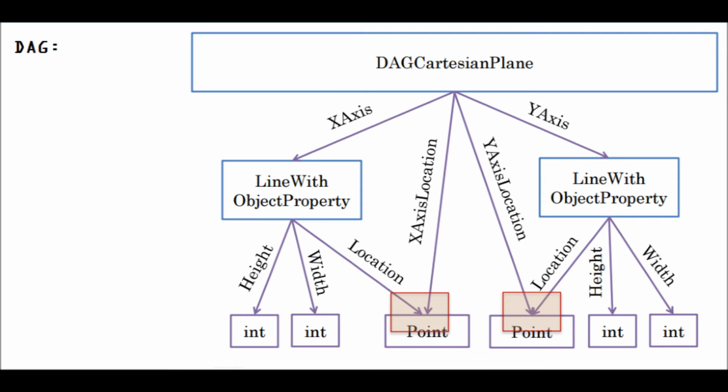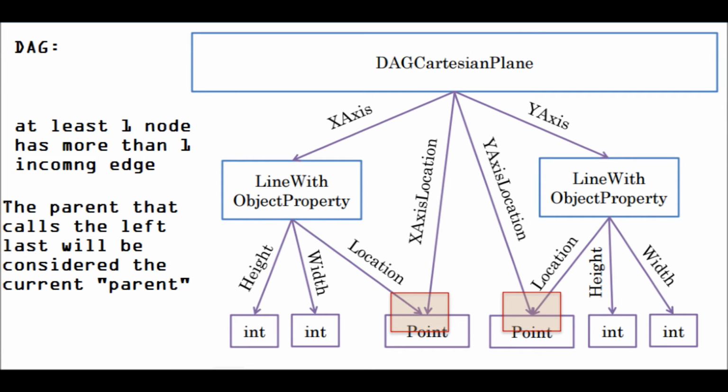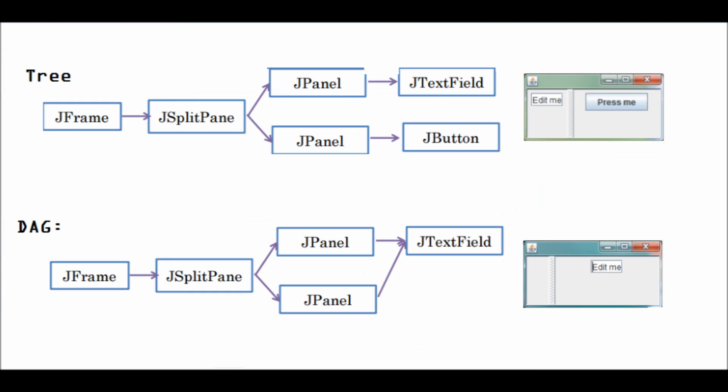Well, it's kind of both, but when we're talking about practically, it's the node that calls point first that will be considered the immediate parent. So the example is here.